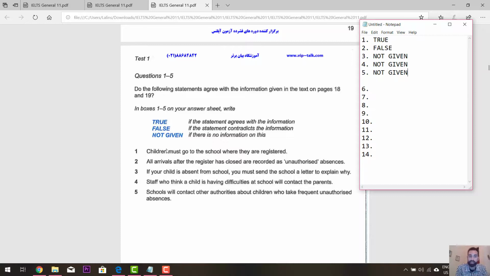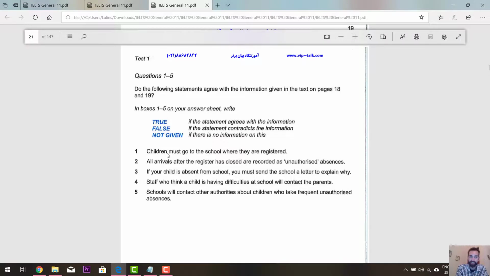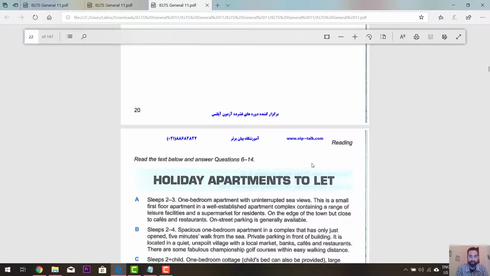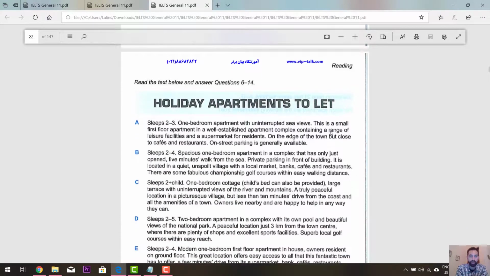And obviously, if the statement is exactly as they say in the text, that is simply true. True is going to be the easiest to find. False, a little harder. Not given, harder still. So that's how we'll go through these. And now that is the first part of section 1. That is questions 1 to 5, and we are finished with that. So now we can move on to the next part of section 1.